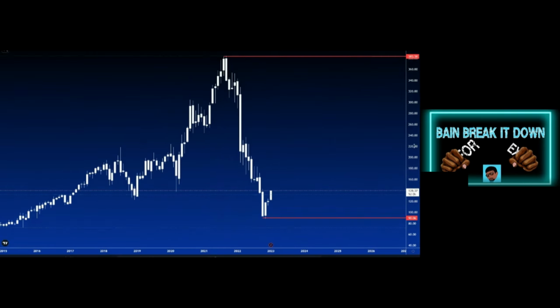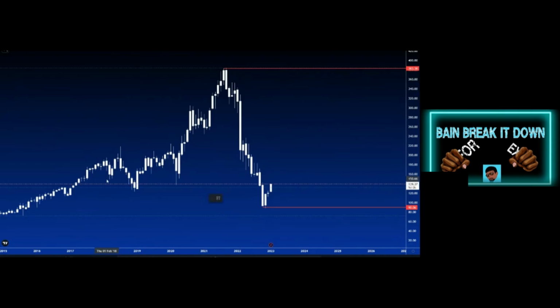Now I can easily just draw a little bit of support from when we're all over here. Boom, there it is, right? Support, support, support. And now we've broken support, and now it's acting as resistance. So who knows? We could continue to fall, right? But we also could continue to rise, pull back, rise again, and then take off. That is the possibility here.